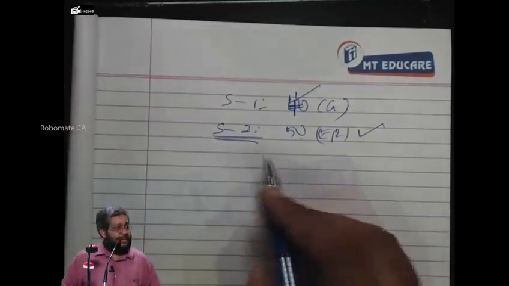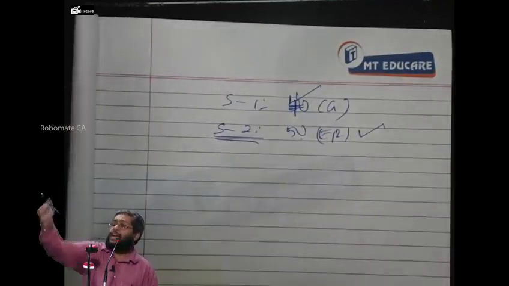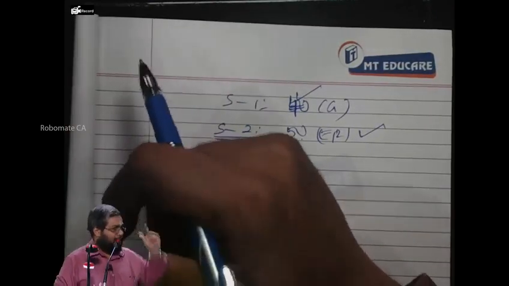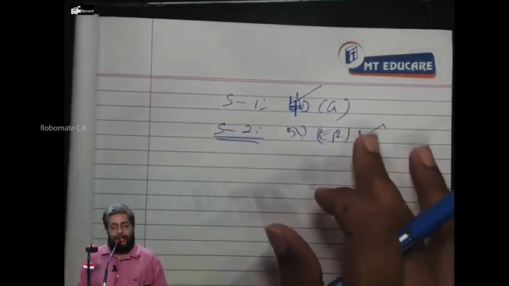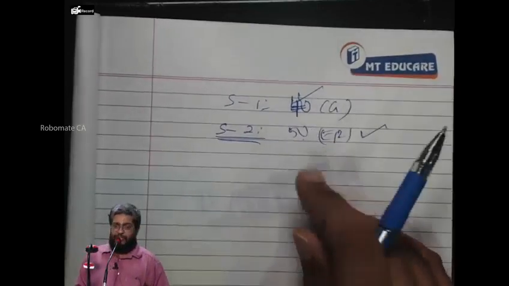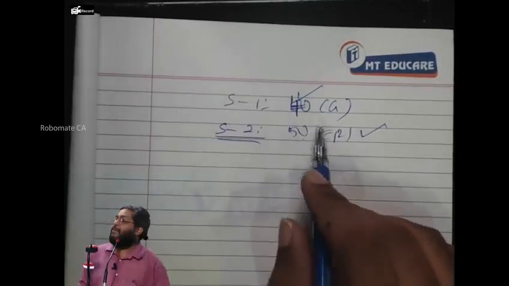It depends on your risk aversion. How much you are risk averse depends on a utility curve. Everybody, are you following what I am saying? Some derive more satisfaction by investing in 40 without risk.